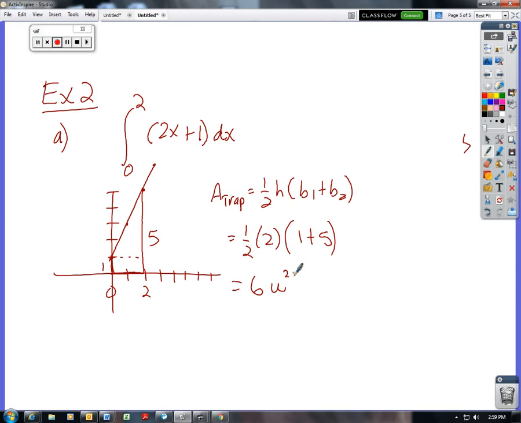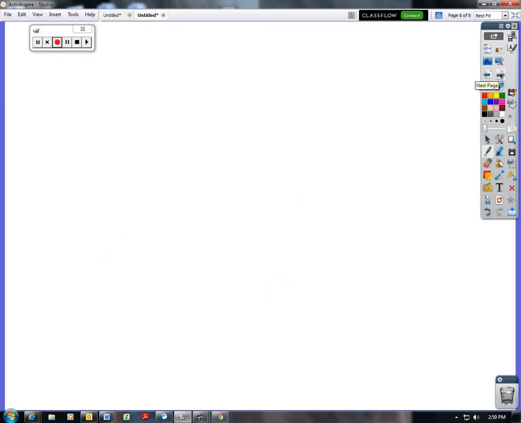You could also do it, just to check, the other way. So this is 2 times 1 is 2, and this triangle has a 2 by 4, so half of 8, which is 4. 4 plus 2 is 6. So either way, you're going to get the same answer. Then letter B is the same request, different equation, different integral.